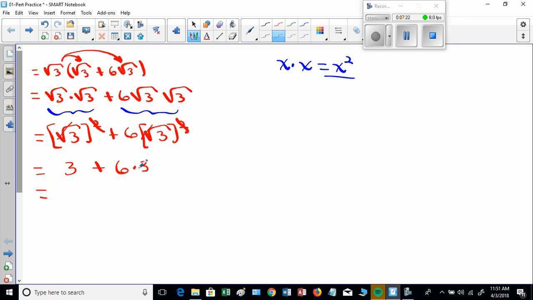Now you keep applying the order of operations, so you solve this first, which is equal to 18. So you have 3 plus 18, and then you solve finally all this, which is equal to 21. So your answer for this particular problem is equal to 21.